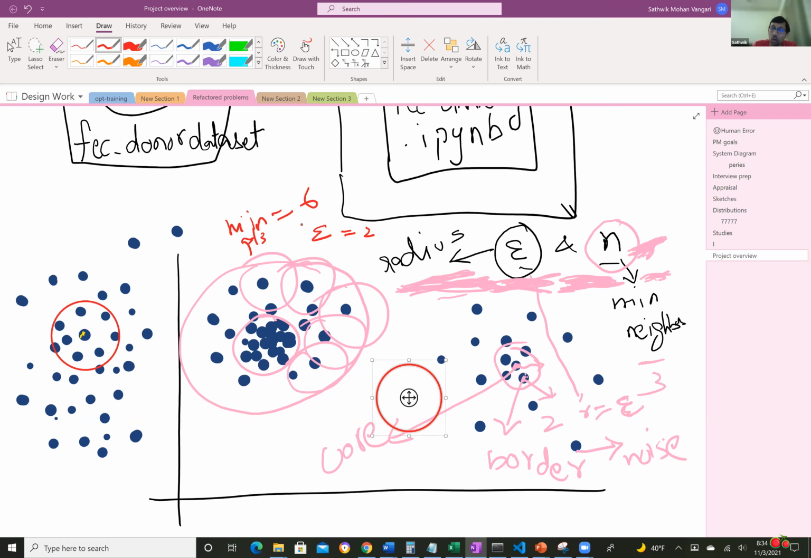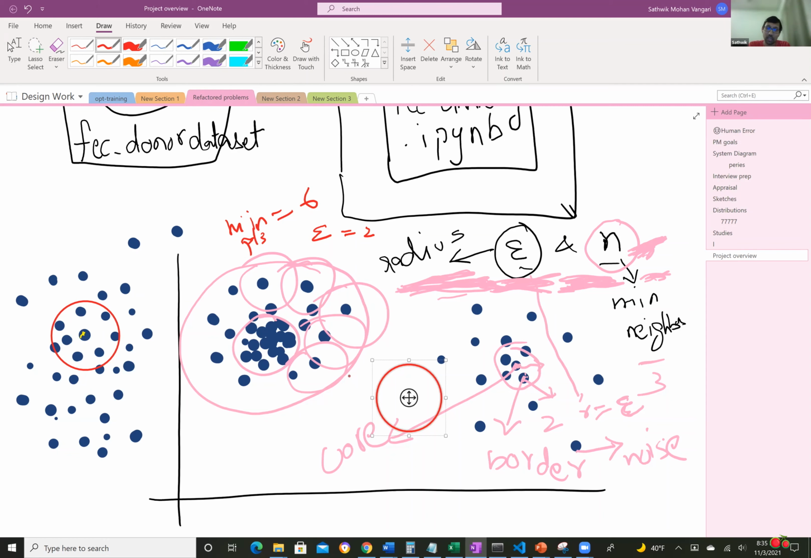That becomes the core point, right? So that's why it is a core point. You get the idea now. You label a specific point as a core point if you draw the circle, right? We are putting the circle around that point, and we are saying, how many neighbors does it have inside this sized circle? A 2 unit sized circle.